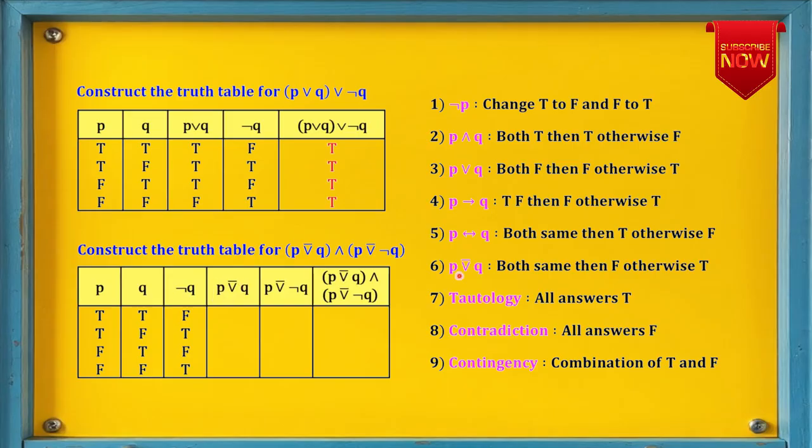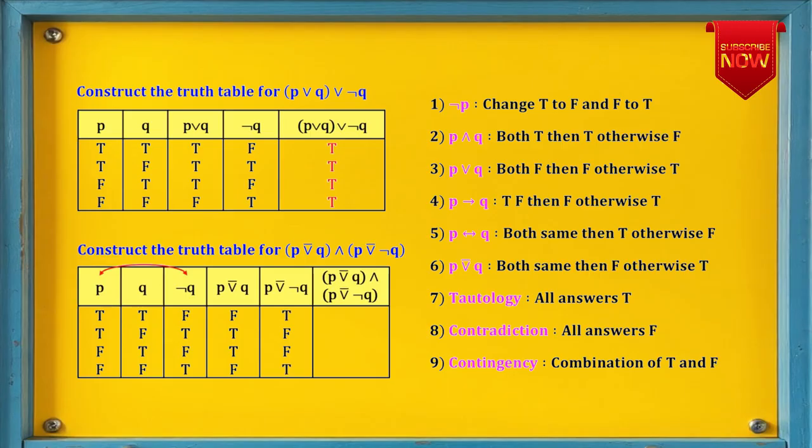Next, P XOR Q. P XOR Q means if both same, then answer false, otherwise true. So check these two. Both same means first row and last row. For that, we have to write F, first row, last row we have same. So for that, we have to put F otherwise true. So other two answers, true T. Next, P XOR not Q. So for these two, we have to take XOR. So check in these two columns whether we have same, so second row and third row same. For that, we have to write F, others true. So other two answers T.